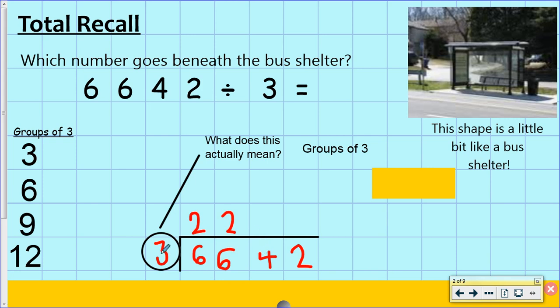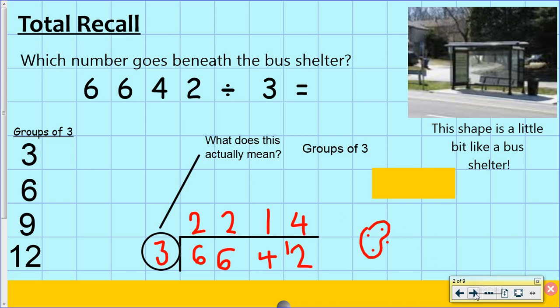4 divided by 3. Now if I've got 4 dots, I can get one group of 3 completely out of it, but I've still got 1 left over. Now because this is the tens column, that means 1 ten, so I'm going to exchange that 1 ten into 10 ones. So now I've got 12 ones. 12 divided by 3 is 4. Okay, so that's just our basic bus stop method.